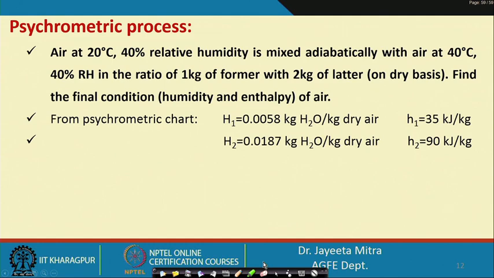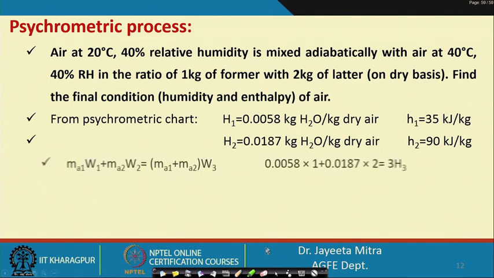So, let us take an example: air at 20 degree Celsius, 40% relative humidity, is mixed adiabatically with air at 40 degree Celsius, 40% RH, in the ratio of 1 kg of the former with 2 kg of the latter on the dry basis. Find the final condition, that is humidity and enthalpy of the air.